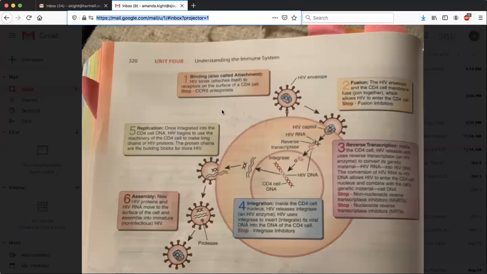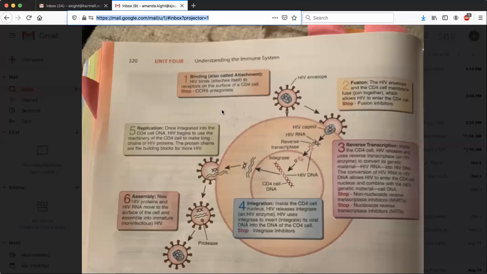Then we're going to move on to the second part, which is where we have fusing of certain things happening together. So now we have HIV inside of the CD4 cell. It's fused, the HIV is now inside of that membrane, and they're together, which means that it allows HIV to enter the CD4 cell, and we don't want that. We don't want HIV inside of the CD4 cell, right?